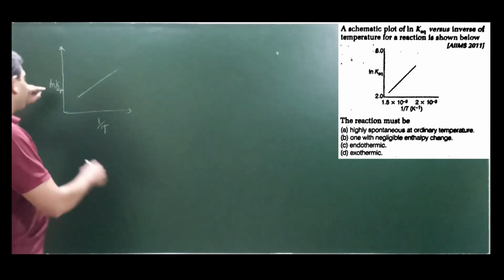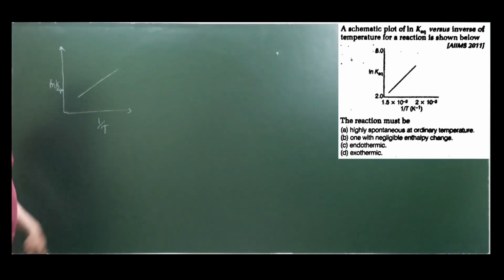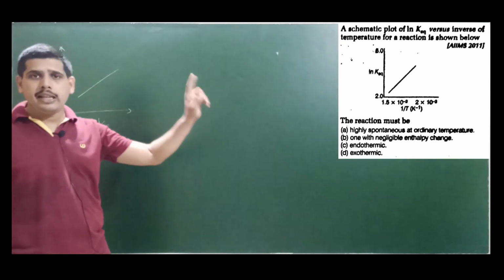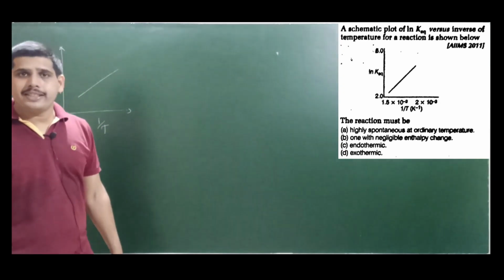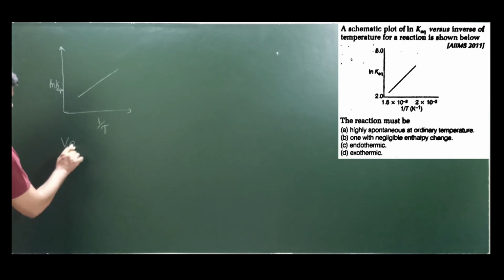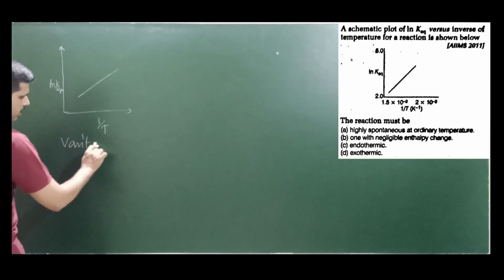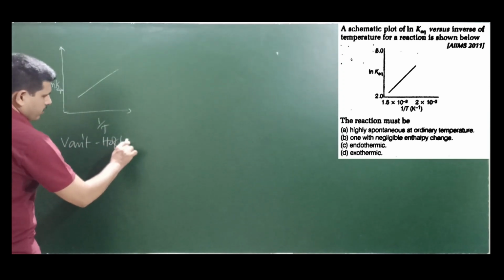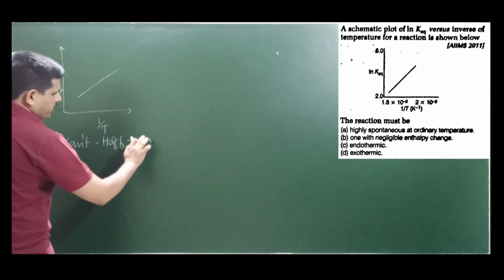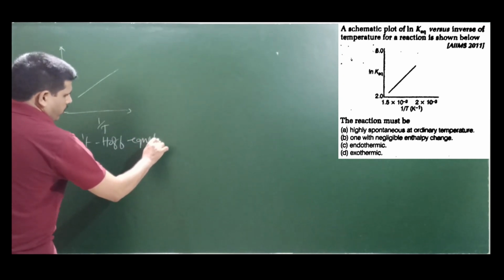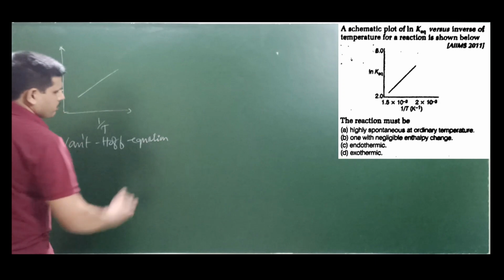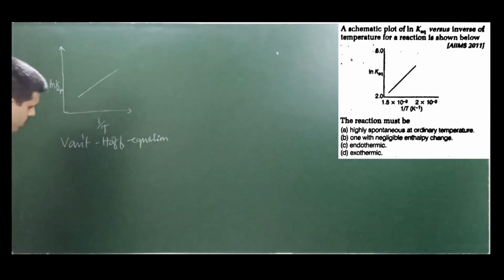Okay, so the relationship between the equilibrium constant and 1 by T, with respect to enthalpy or entropy, is studied with the help of the Van't Hoff equation. What is the Van't Hoff equation? Please remember this equation. It's important. It actually comes in thermodynamics. What is that equation, dear students?